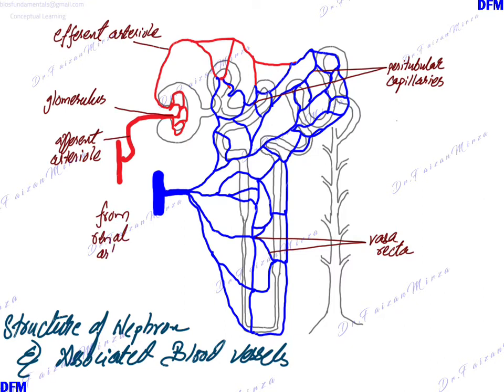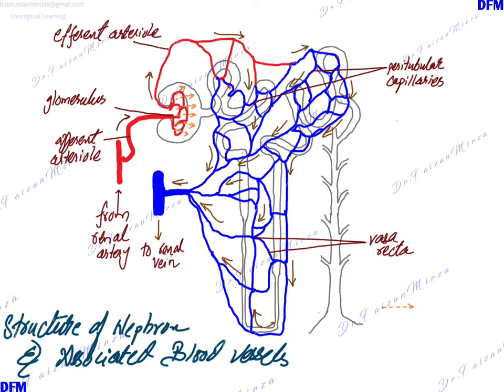So from the renal artery, you receive blood into the afferent arteriole that goes into the glomerulus where ultrafiltration occurs. The unfiltered blood goes to the efferent arteriole, then travels all across the peritubular capillaries, and eventually this blood drains into the vasa recta and eventually goes to the renal vein. This is how blood flows across a nephron. The orange arrows here represent ultrafiltration occurring, whereas the brown arrows represent blood flow.